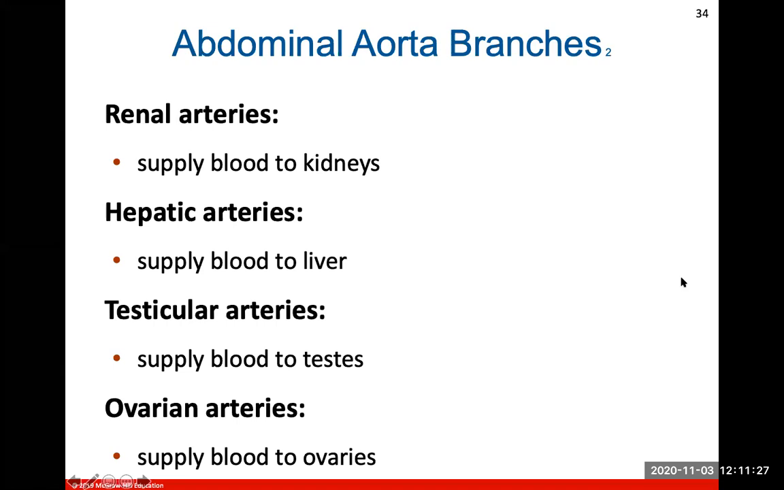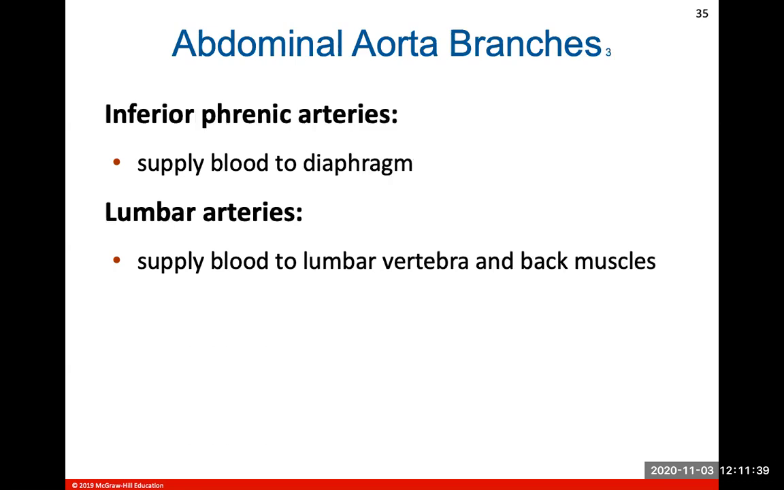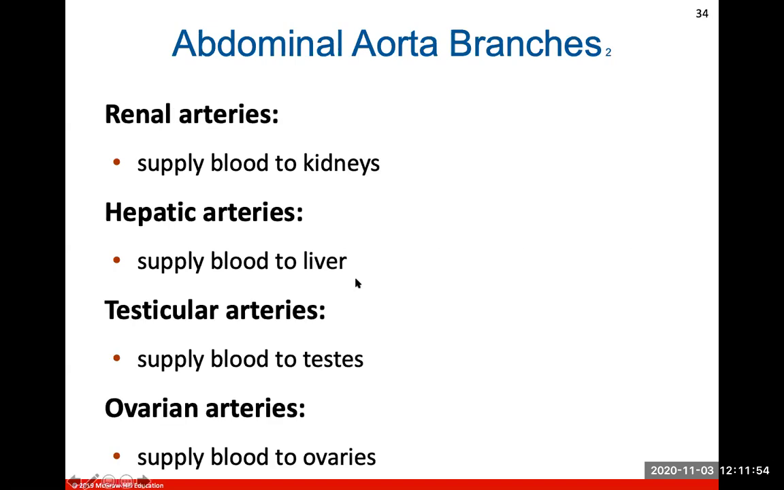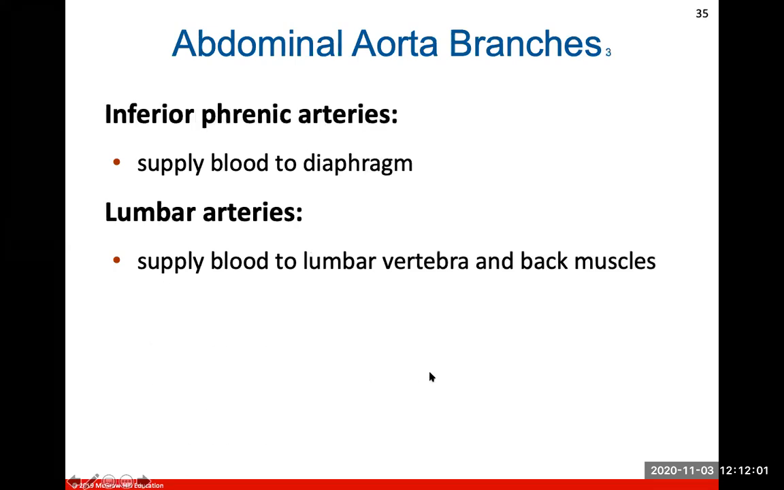Here are more abdominal aorta branches. We have renal arteries that go to your kidneys, hepatic arteries go to your liver, testicular and ovarian arteries go to the testes and ovaries, respectively. Inferior phrenic arteries will supply blood to the diaphragm, and lumbar arteries will supply blood to the lumbar vertebrae and back muscles. So I think the key here is to know what these arteries supply blood to, and a lot of what they supply blood to is given in their name. Renal has to do with kidneys, hepatic is liver, here are the gonads, so keep that in mind as well.